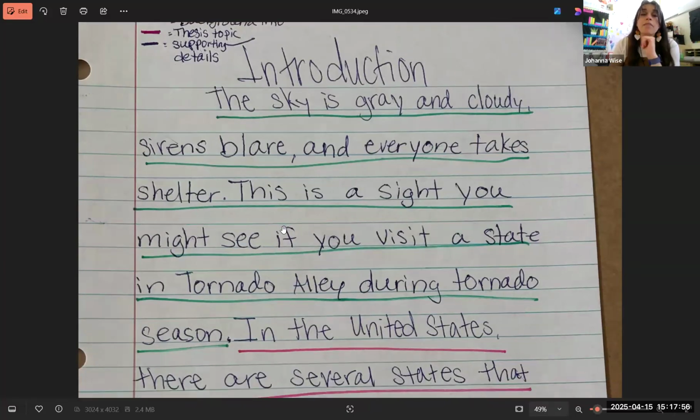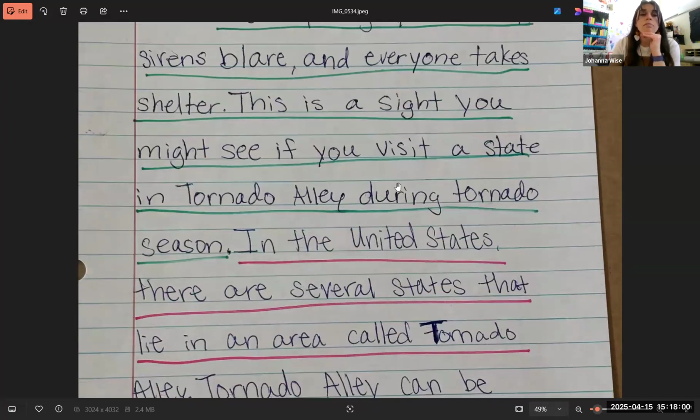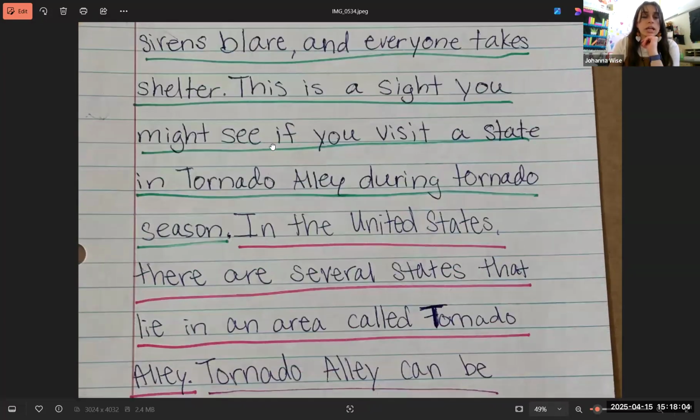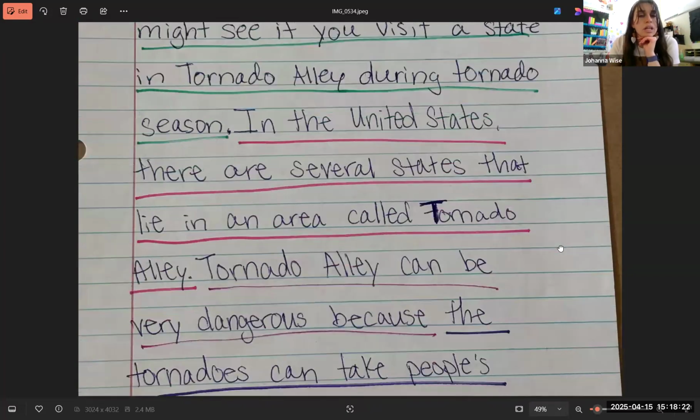And then I just described that this is a sight you might see if you visit a state in Tornado Alley. The next thing that I need is some background information, and I underlined it in pink. So I just gave some information on what Tornado Alley even is. In the United States, there are several states that lie in an area called Tornado Alley. Remember to capitalize the T and A in Tornado Alley. I almost forgot right there, but I fixed it.